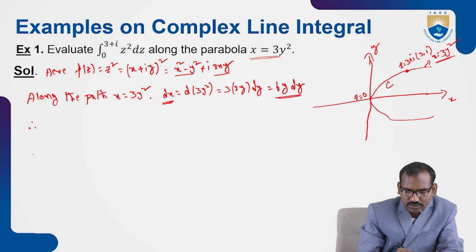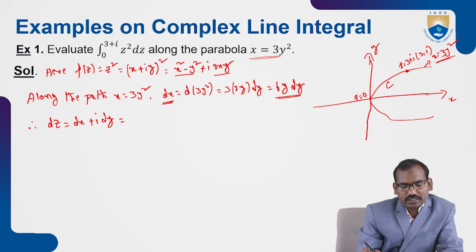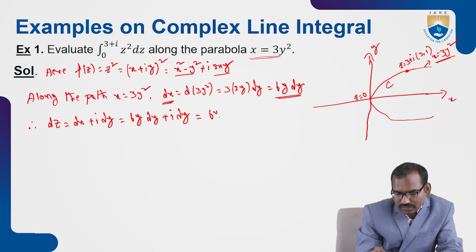Therefore, we can write dz. dz we know is dx plus i times dy. Now I can write dx in terms of y. That is 6y dy plus i times dy. So simply we can write it as (6y plus i) dy. So dz comes in terms of y.